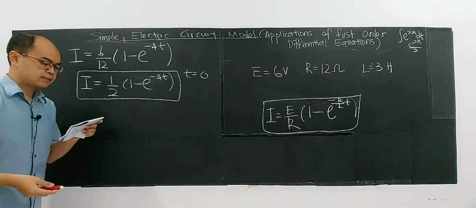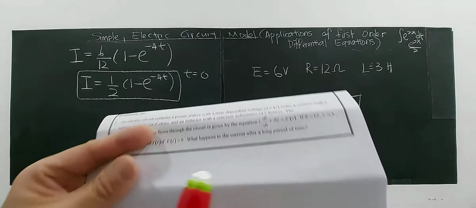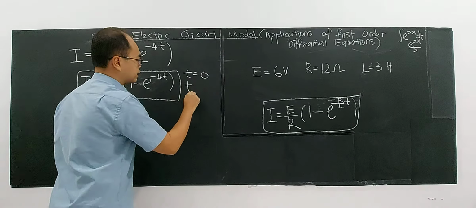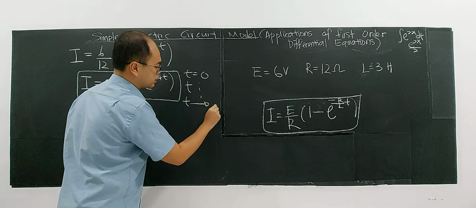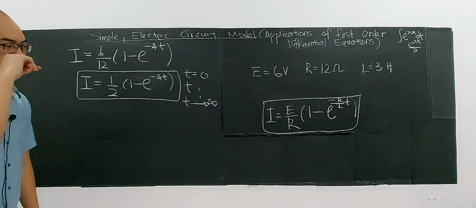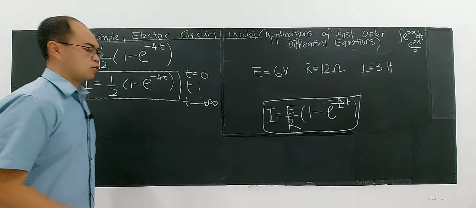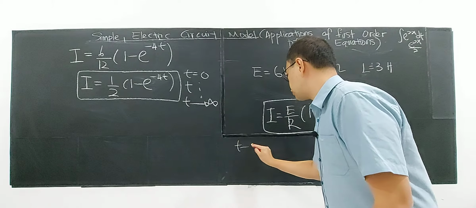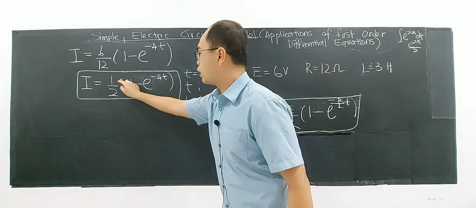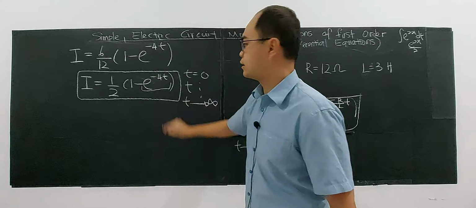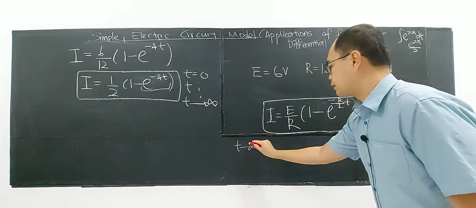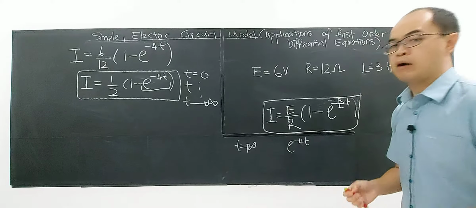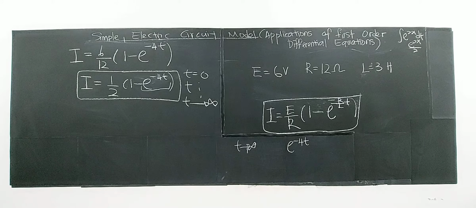So the question is asking, what happens to the current after a very long period of time? A long period of time means the value of t is getting bigger and bigger, or we can say t is approaching infinity. Then we use some knowledge of limits, as you learned in semester 1. As t approaches infinity, because the other factor is a constant, we just observe what happens to e to the power of negative 4t.